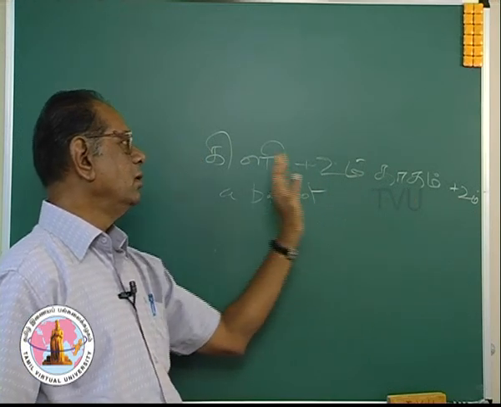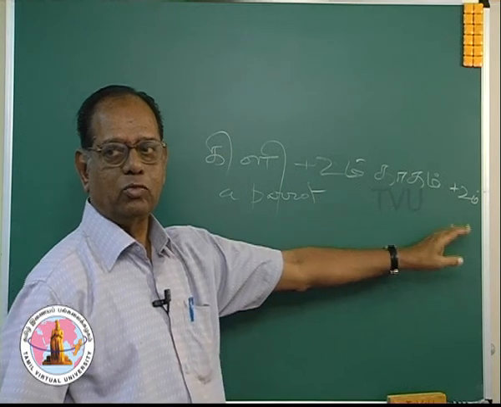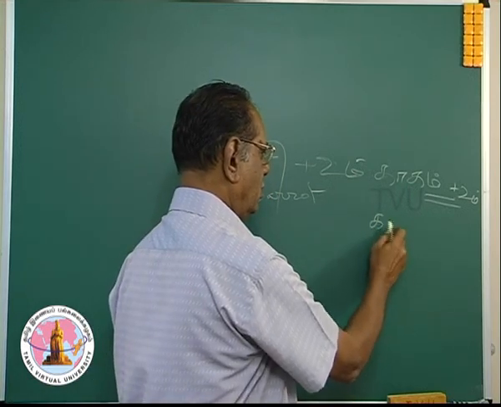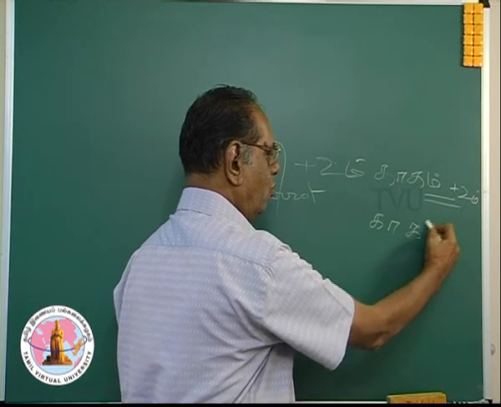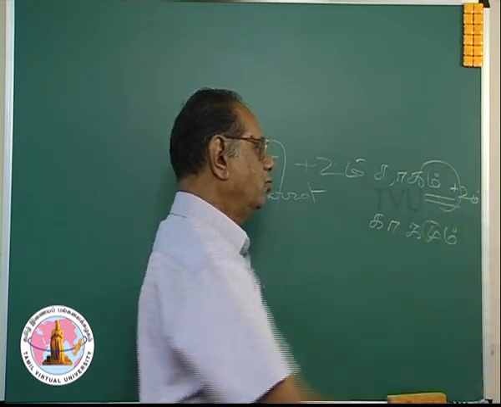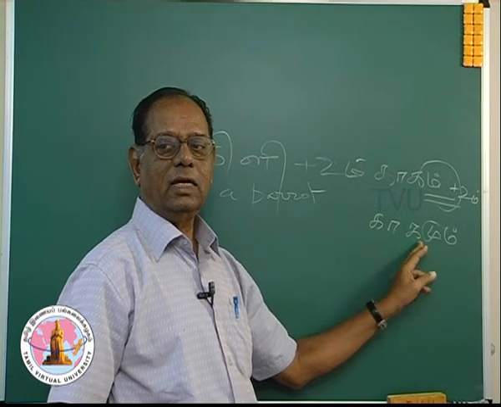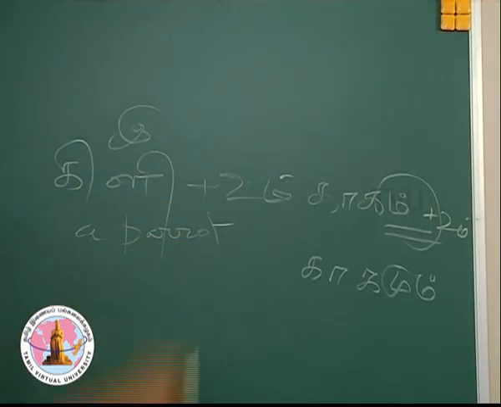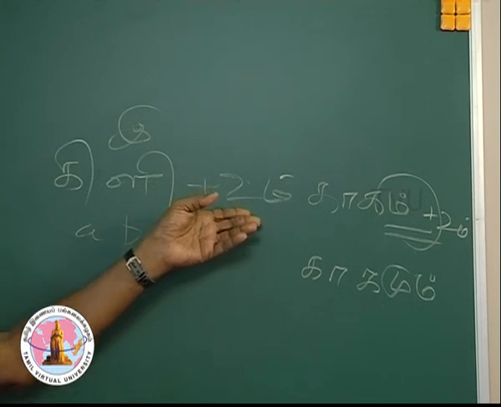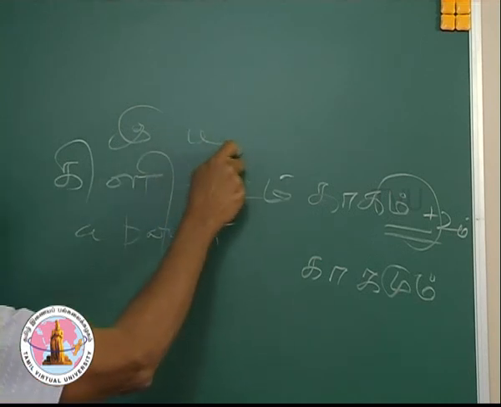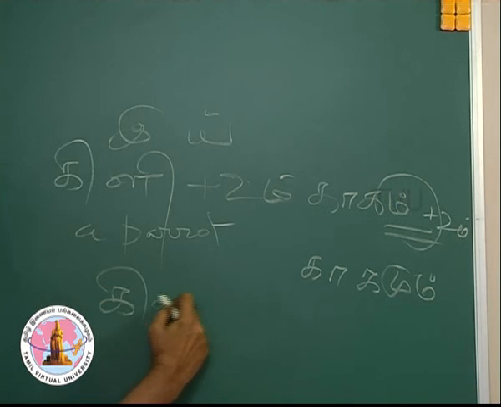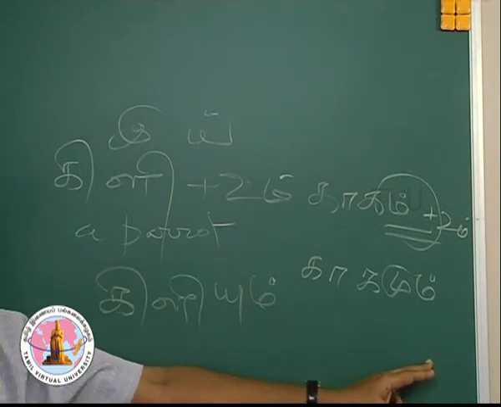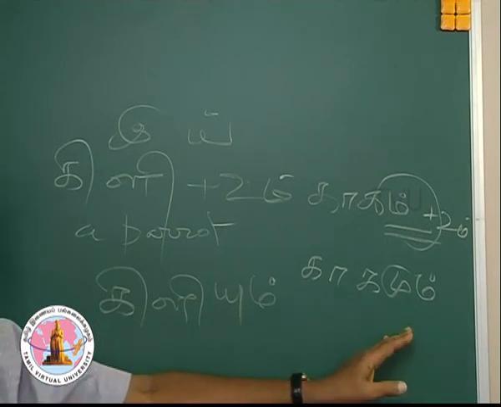And you combine these two. Kili plus um, kagam plus um. Here what happens? There is a natural combination. So, this becomes ka ga mu im. Im plus u becomes mu. Kagamum. This is a natural combination. Here we find e in the first letter and u in the other word as the first letter. So you require a grease. So this becomes kiliyum kagamum.